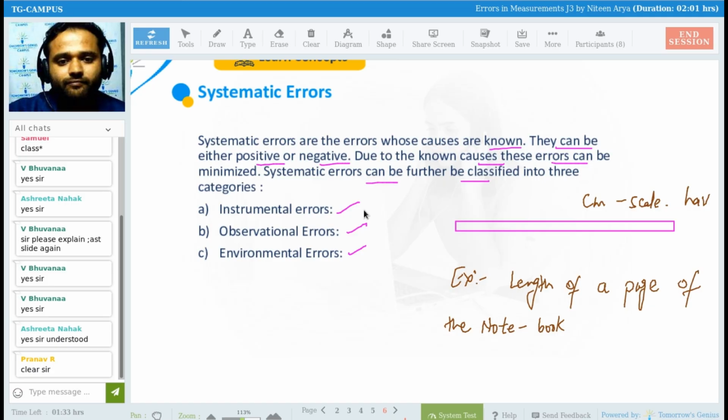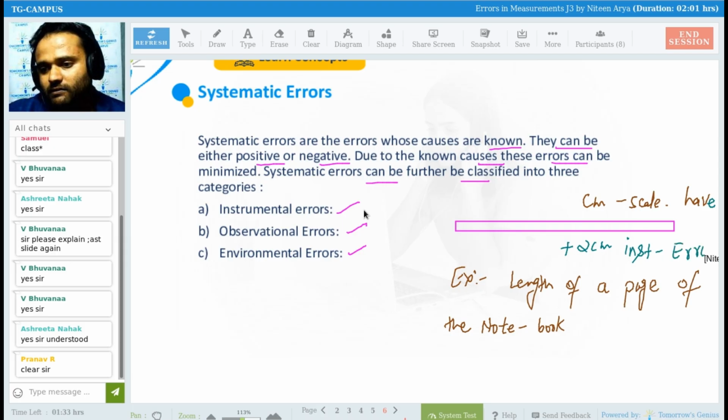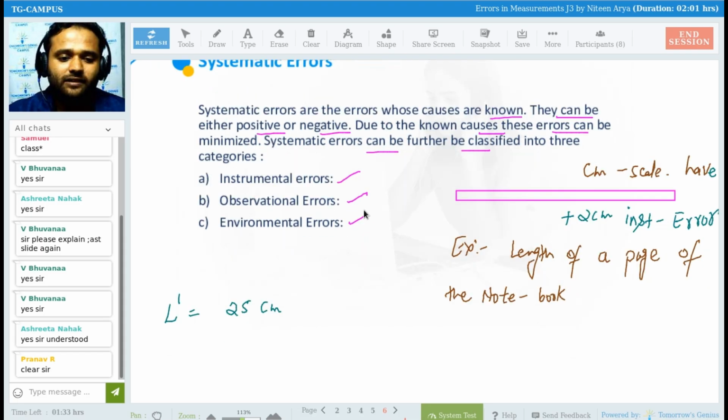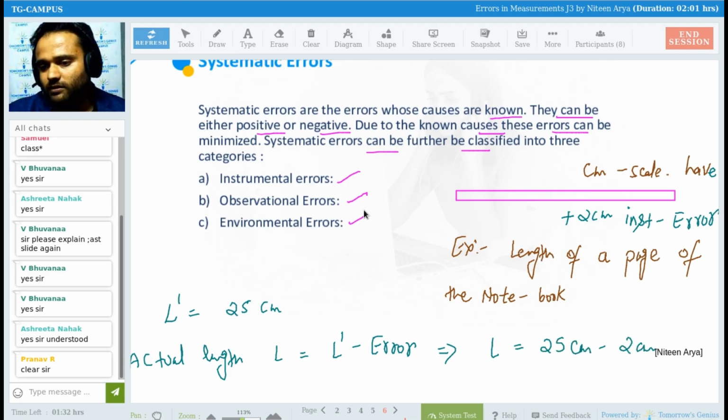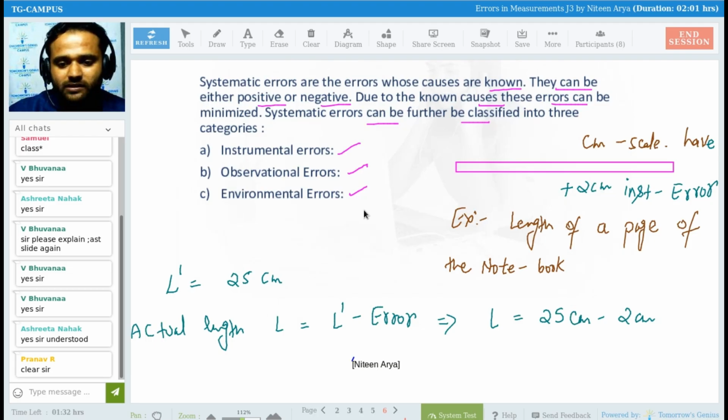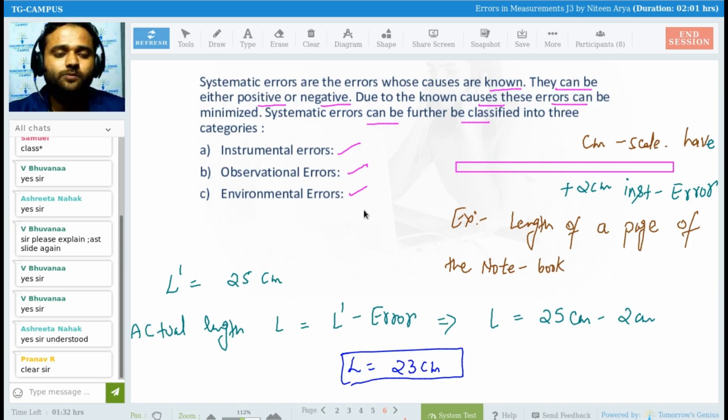Let me change the color. The centimeter scale has 2 centimeter, or you can say positive 2 centimeter instrumental error. So obviously, with the help of this centimeter scale, if you are observing the length of a paper, L prime is going to be 25 centimeter. So the actual length is going to be L, which is L prime minus error. Is this clear? Here L is L prime, 25 centimeter, minus 2 centimeter. The actual length of your notebook is L, which is going to be 23 centimeters.